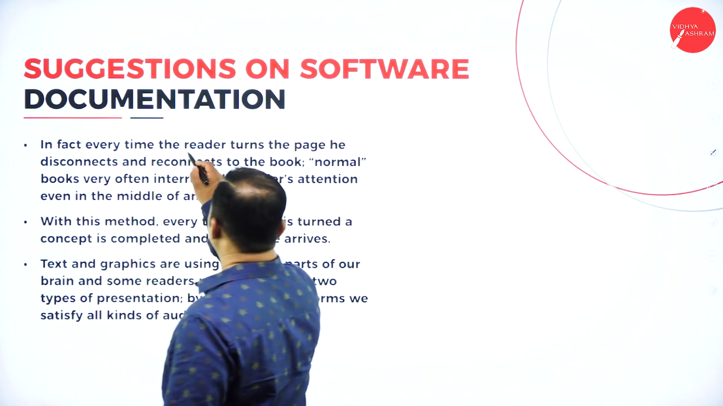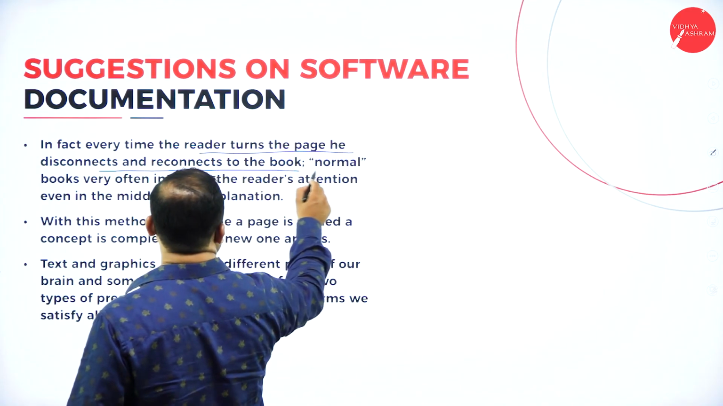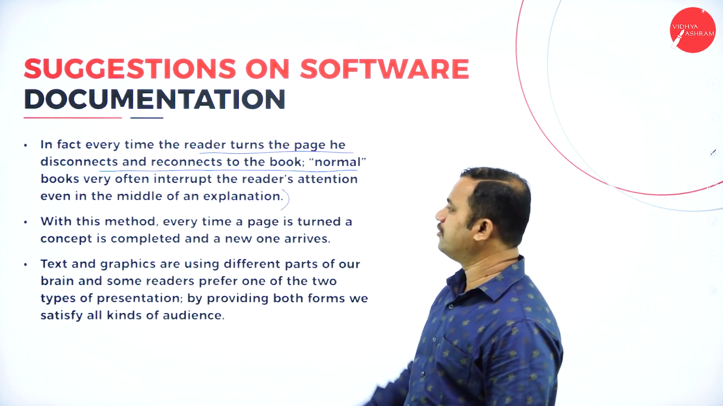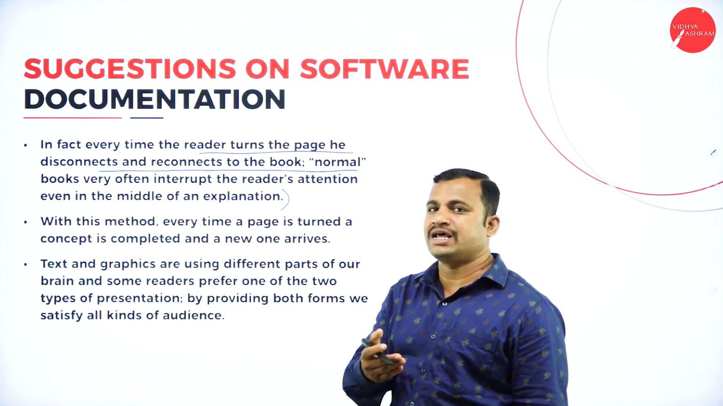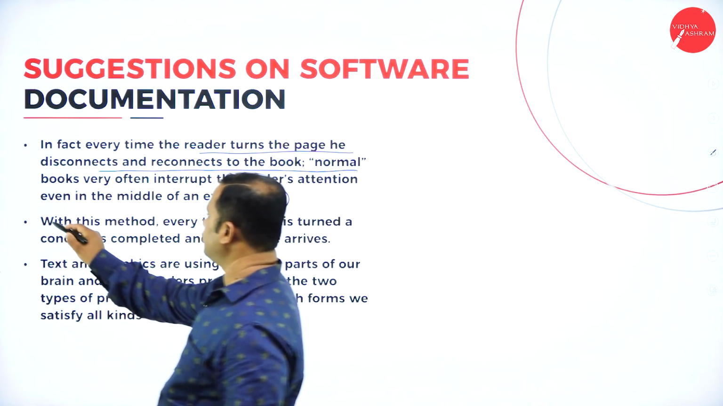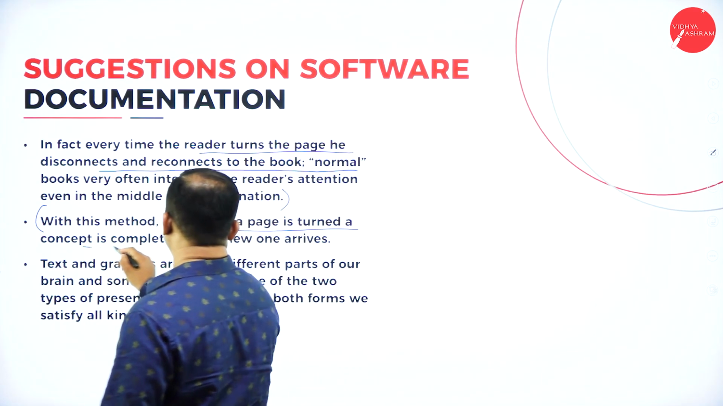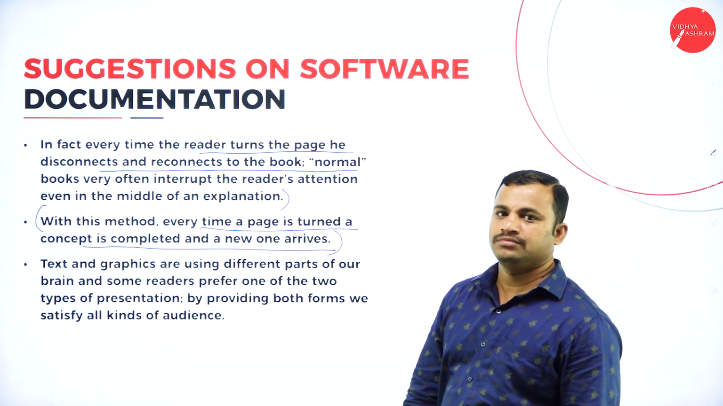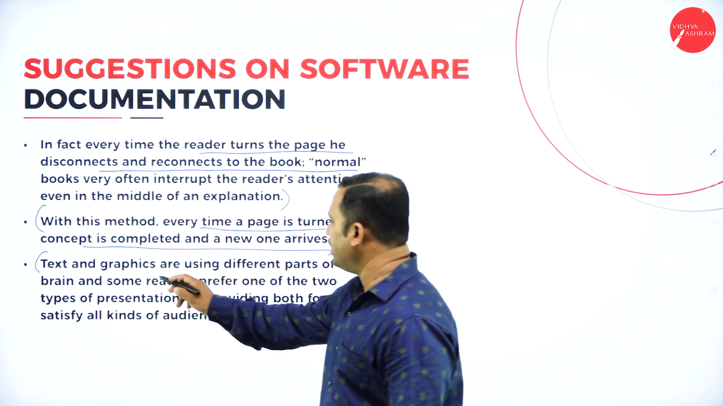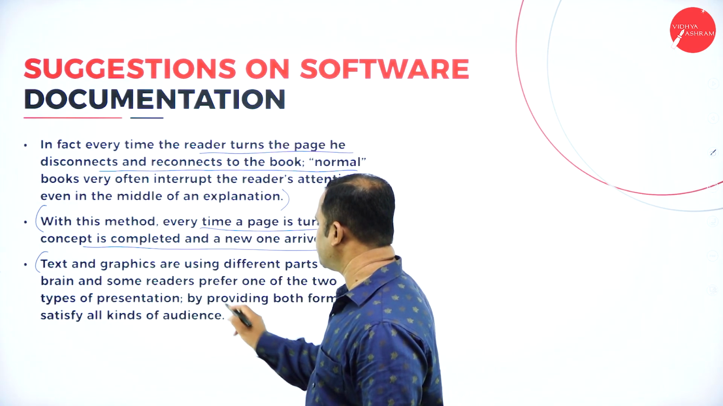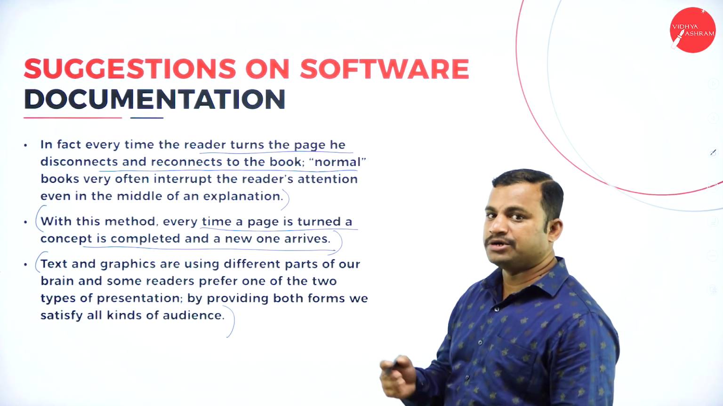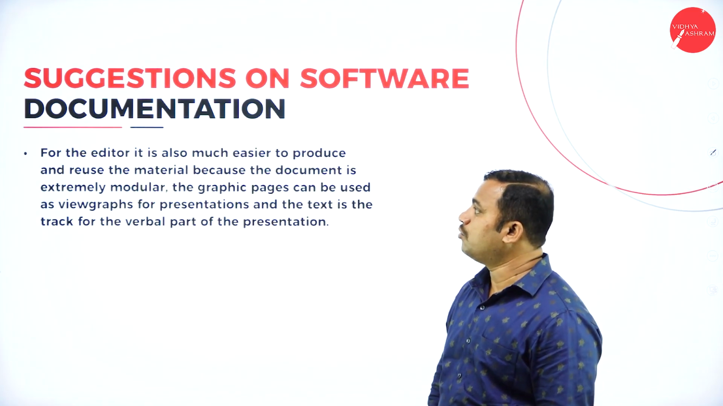In fact, every time the reader turns the page, he disconnects and reconnects to the book. Normal books very often interrupt the reader's attention even in the middle of an explanation. So, in order to make him understand what is written in the user manual, all these principles must be followed. With this method, every time a page is turned, a concept is completed and a new one arrives. Text and graphics use different parts of our brain, and some readers prefer one of the two types of presentation. By providing both forms, we satisfy all kinds of audience, so that the person who reads it will clearly understand what is there.